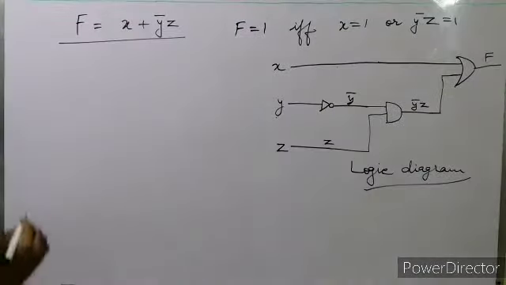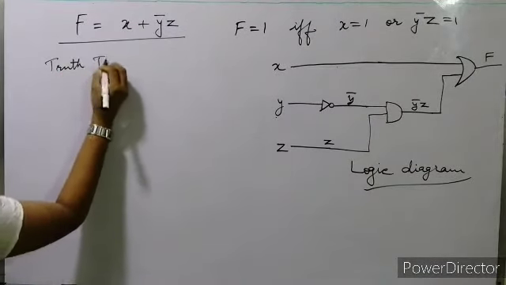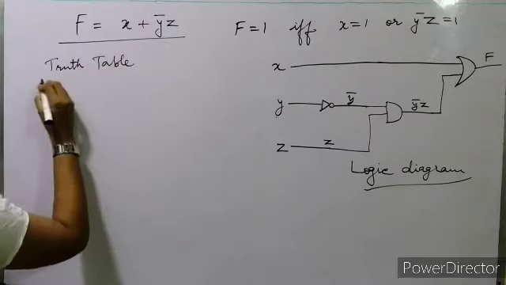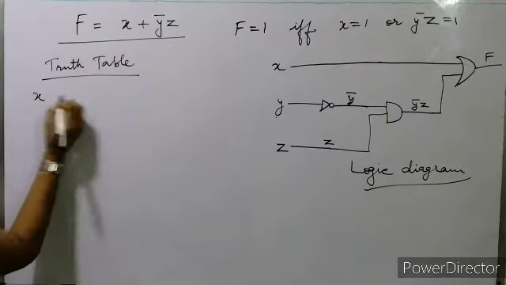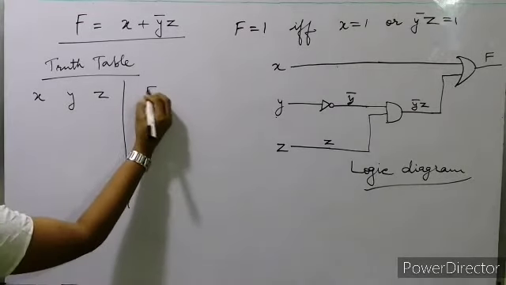Okay. And now we'll see the truth table for this one. How? X, y, z. Three inputs are there. One output is there, F. Okay.